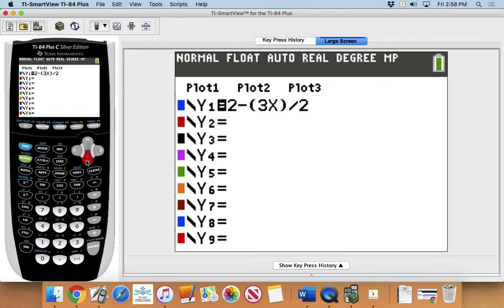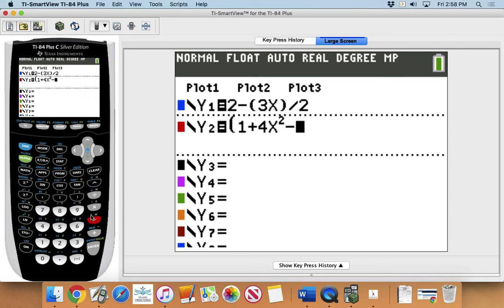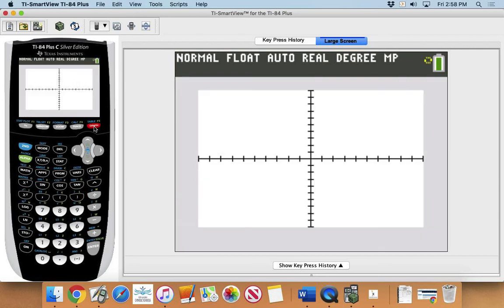The y2 is going to be in brackets 1 plus 4x, minus x squared. So it's 1 plus 4x minus x squared. Close your bracket, divided by, in brackets, 4x plus 10. Graph this.